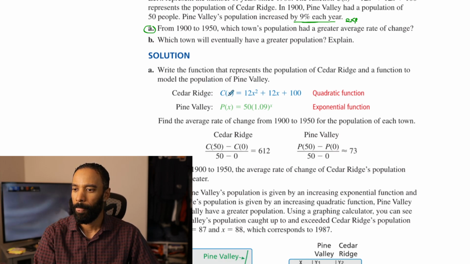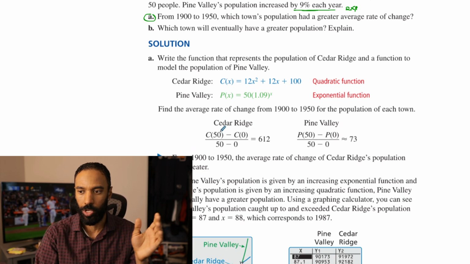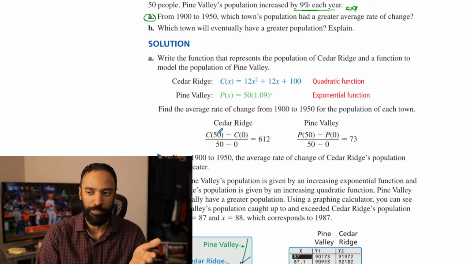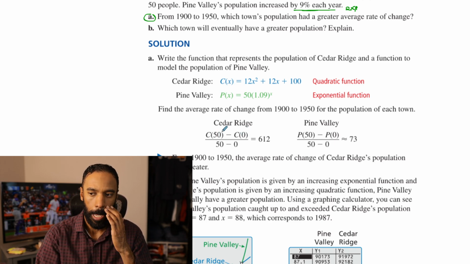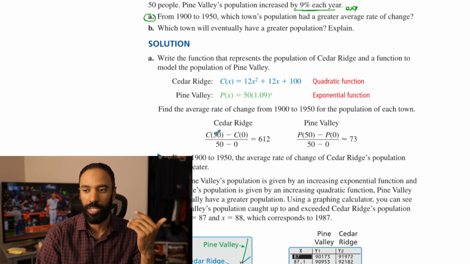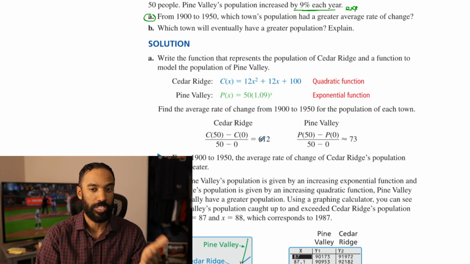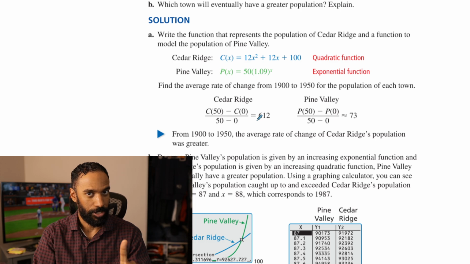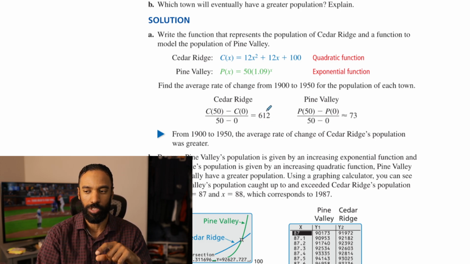So what do they say? You plug in, average rate of change is what they go by. So you have to plug in year 50 and year 0, because 1950 is 50 years after 1900. The model starts at year 0, year 1900. So what is the population in year 50? And it's over the course of 50 years. Average rate of change of 612 for Cedar Ridge. They are increasing on average. It's just an average. On average of 612 people per year over the course of the first 50 years.